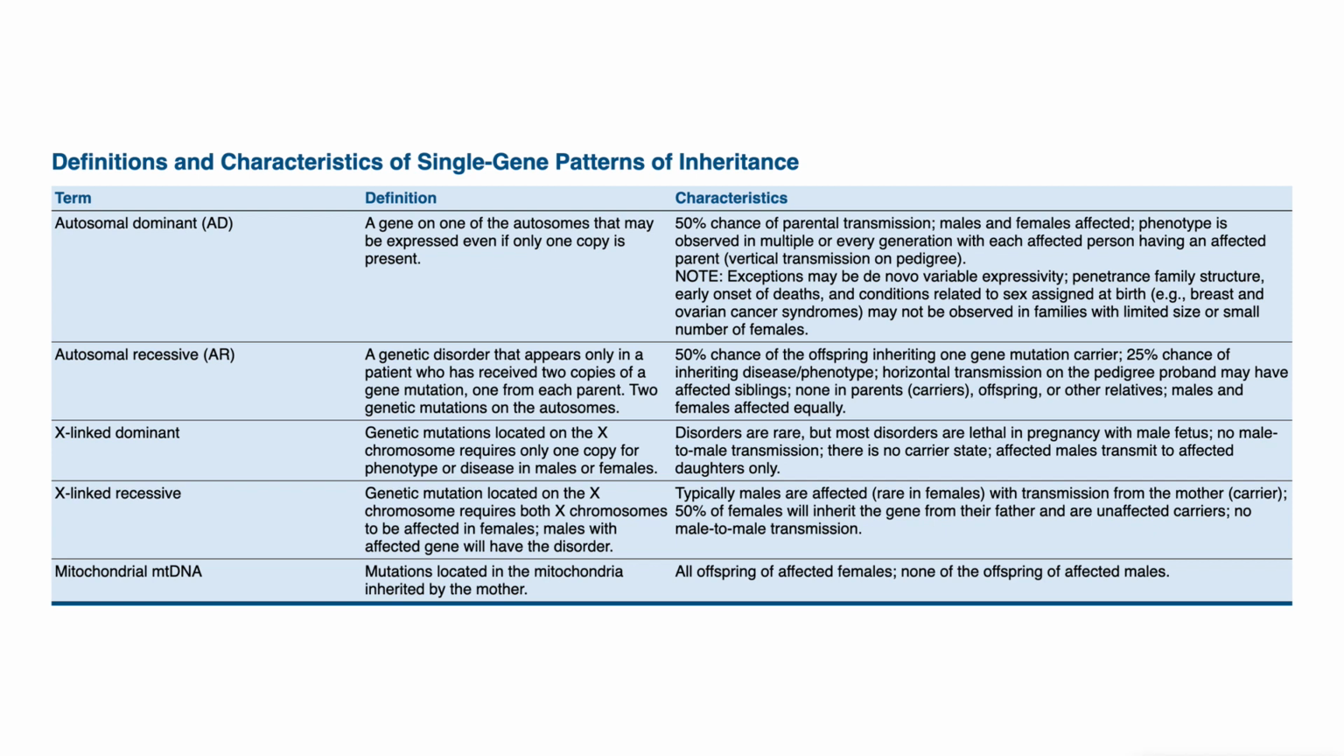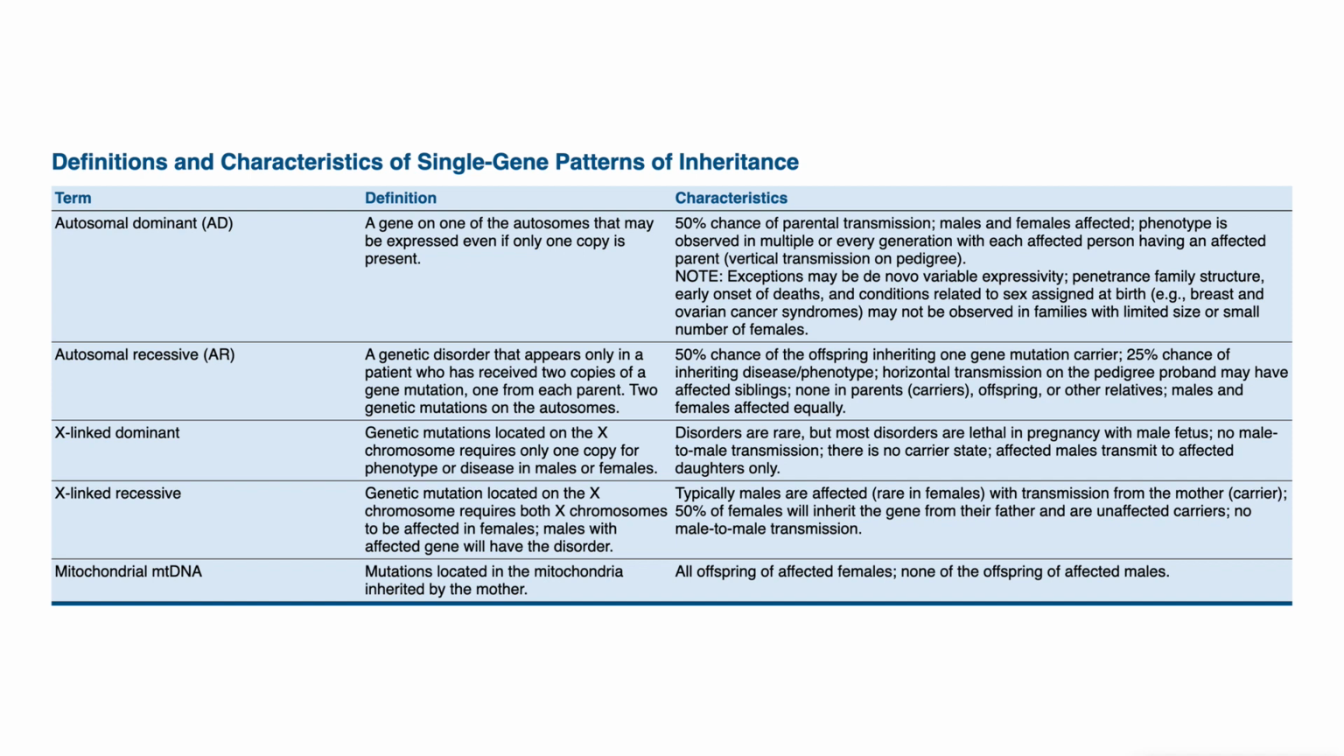Autosomal recessive is a genetic disorder that appears only in a patient who has received 2 copies of a gene mutation, one from each parent. 2 genetic mutations on the autosomes. 50% chance of the offspring inheriting 1 gene mutation, a carrier, and 25% chance of inheriting the disease or phenotype.